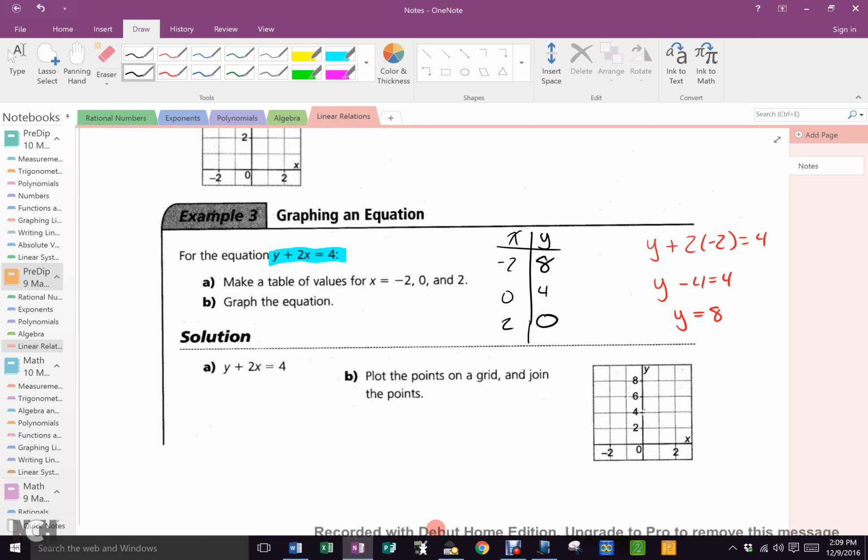Yeah. Okay. So, here's what I'm telling you to take from this. Try to isolate your DV. Then it makes it a lot easier to graph. Okay? Always try to isolate your DV. Now, let's graph this. -2, 8. Sim sim salabim. 0, 4. Sim sim salabim. 2, 0. Sim sim salabim.